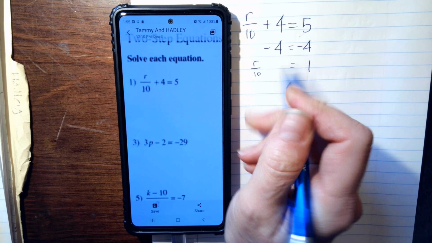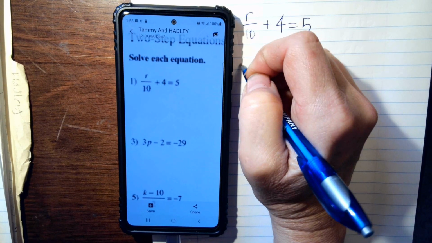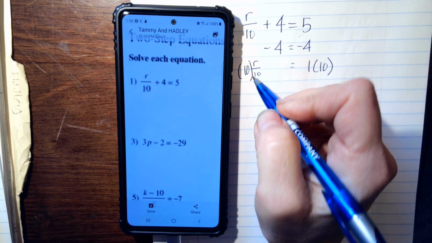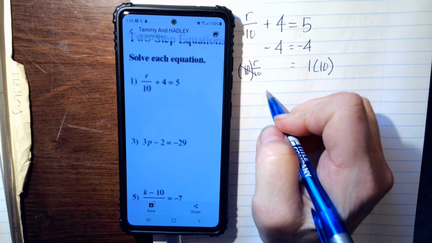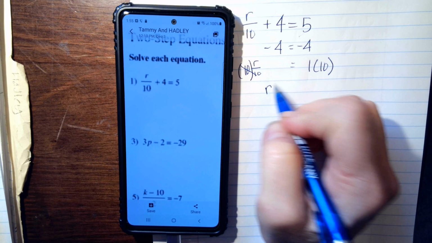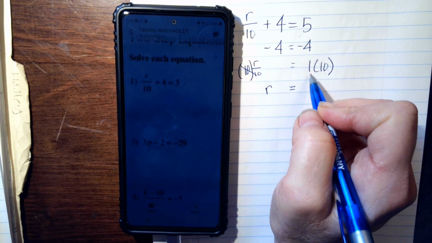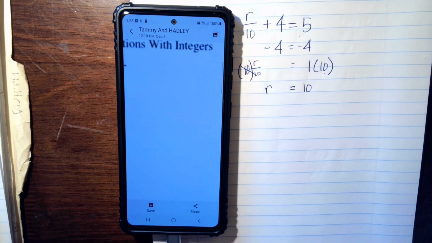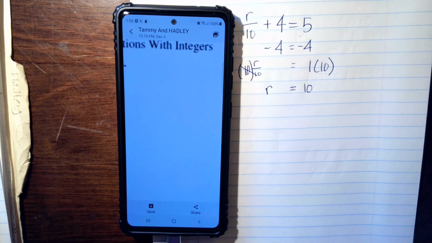They're dividing, so I multiply. Anything I do to one side, I do to the other. This cancels each other out. What's left on this side is R. And then 10 times 1 is 10. So you do know how to do this. We've done this. But I think you just get confused.